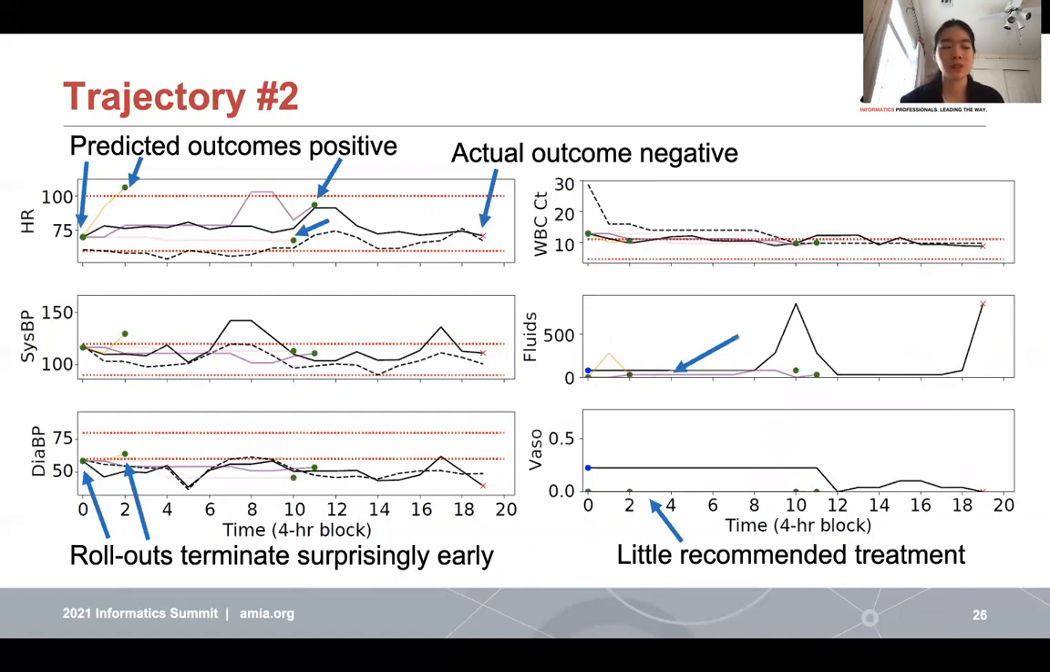The actual outcome is shown again in black, and it ends with the negative outcome. This trajectory was also censored because it was actually much longer than 20 time steps. The model-based rollouts are in orange, purple, and pink, and they all end in positive outcomes. We also see some of the rollouts actually terminated at the first step, which is surprisingly early. For such a patient, we would expect more treatment to be recommended and for their ICU stay to be much longer.